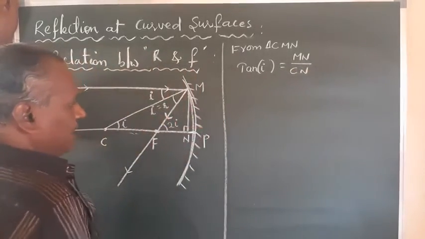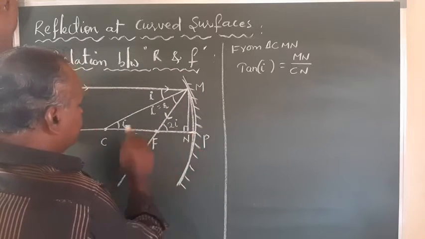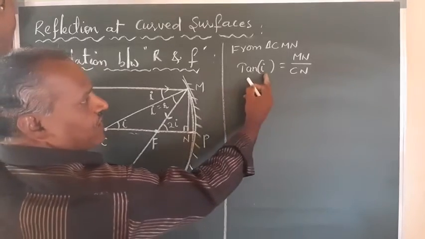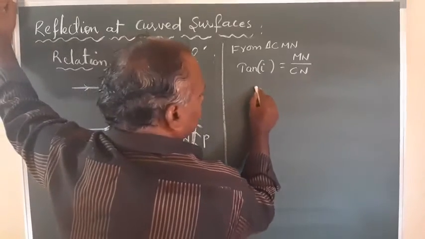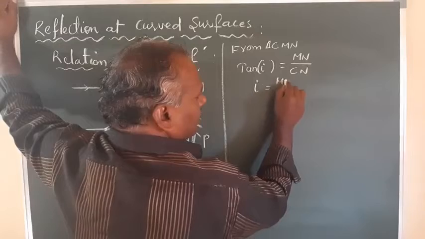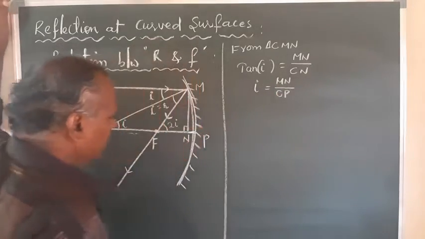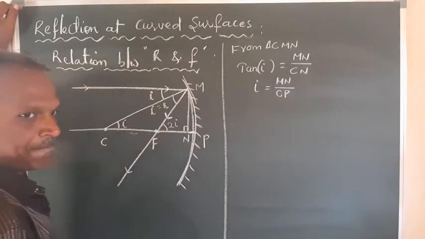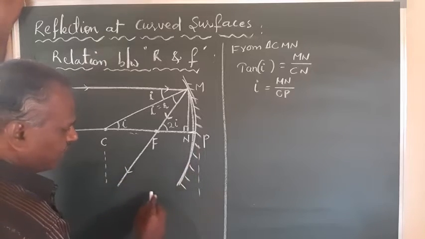And this N is very close to P, as I said, so this point can be taken as P. That means the distance CN can approximately be written as CP. Also, tan I is approximately equal to I when the angles are very small. So I can write I equals MN upon CN, and instead of N I take P, so CP. Here you can observe the distance from here to here is the radius of curvature.